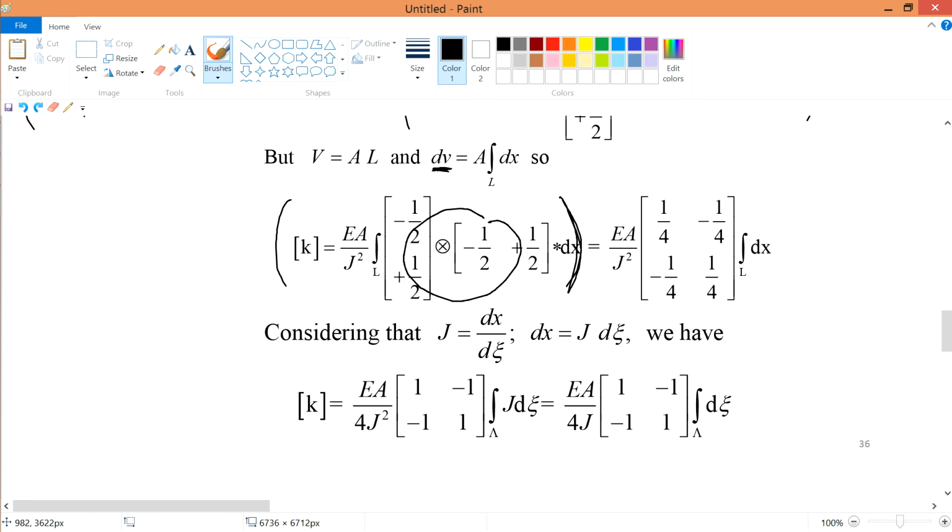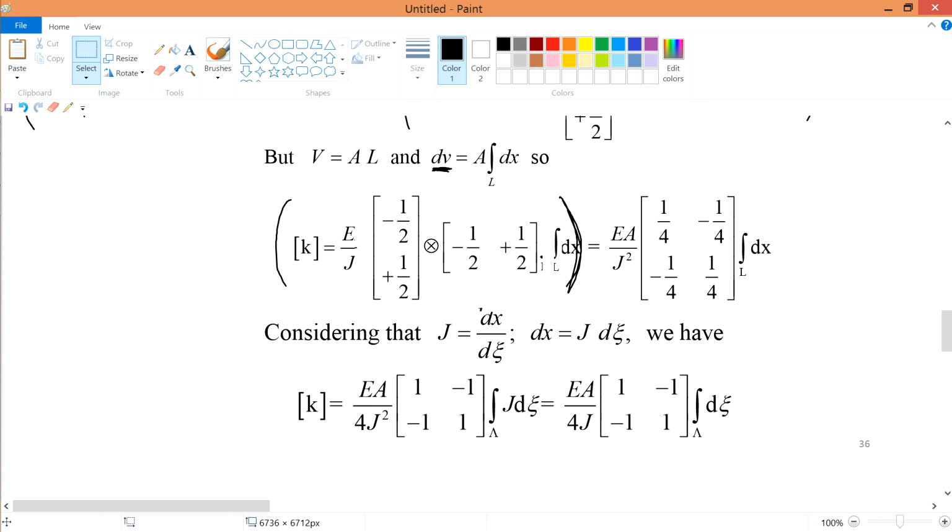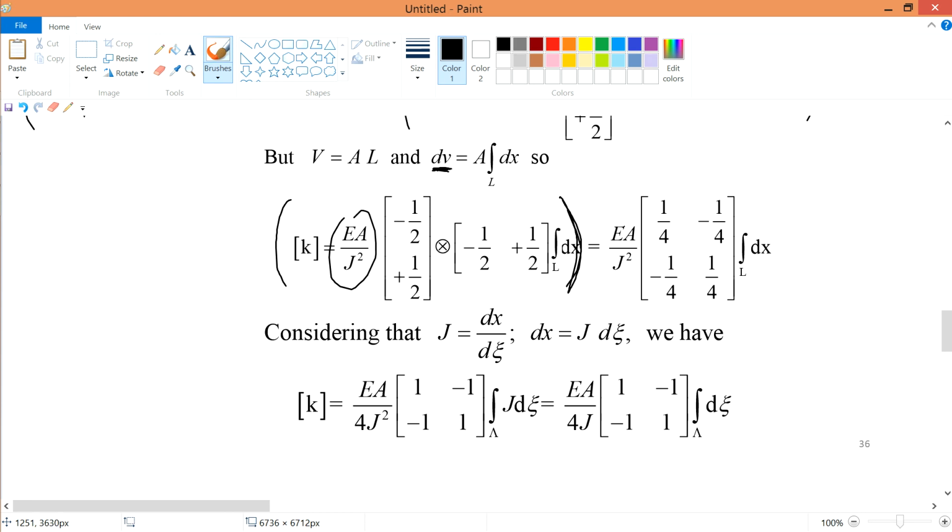The dyadic tensor, if you multiply, is over here. So when you do dyadic tensors, you don't integrate. In other words, you just bring this integration over to the back side, and then this thing over here is simply your this thing. That's all. Your EA j square is this thing.